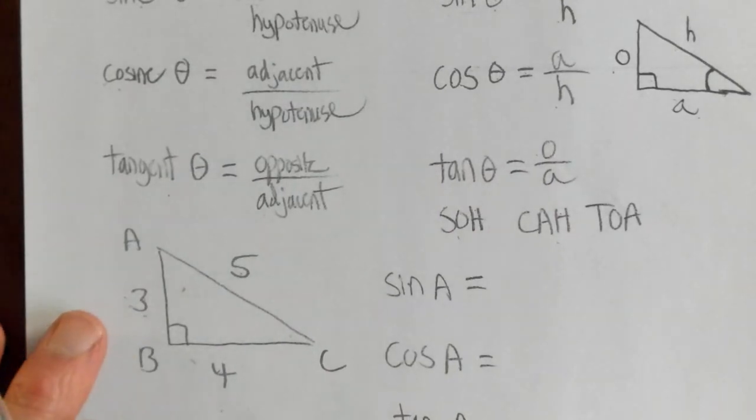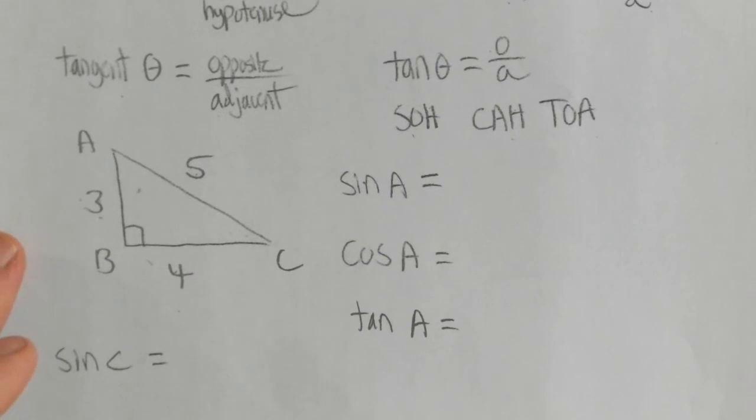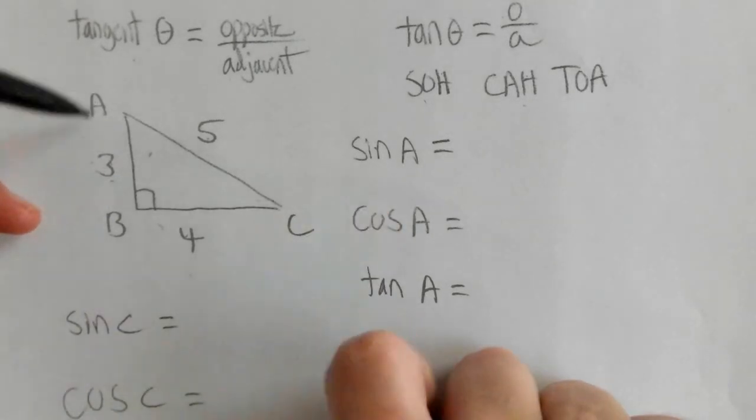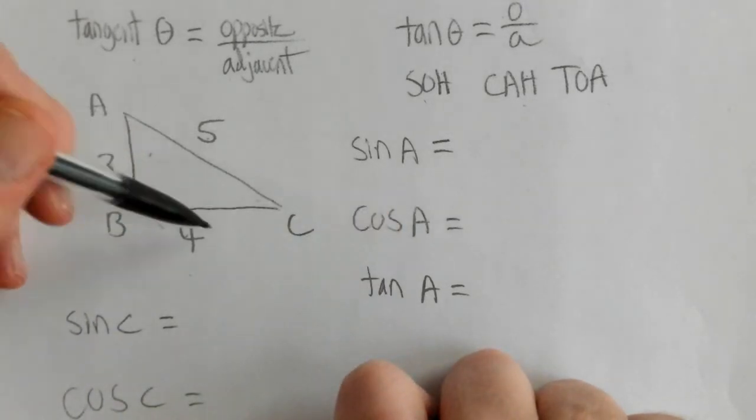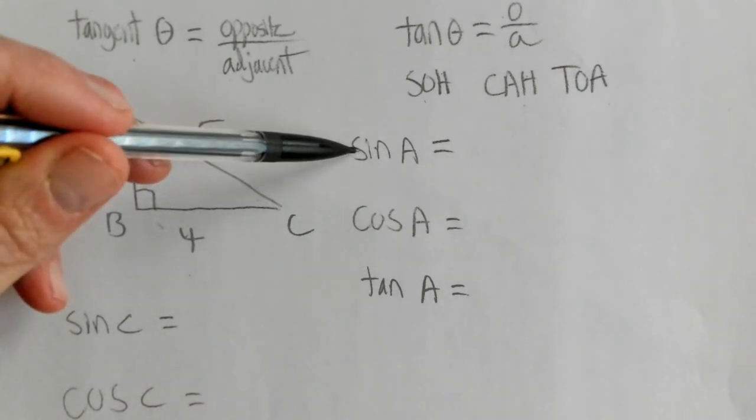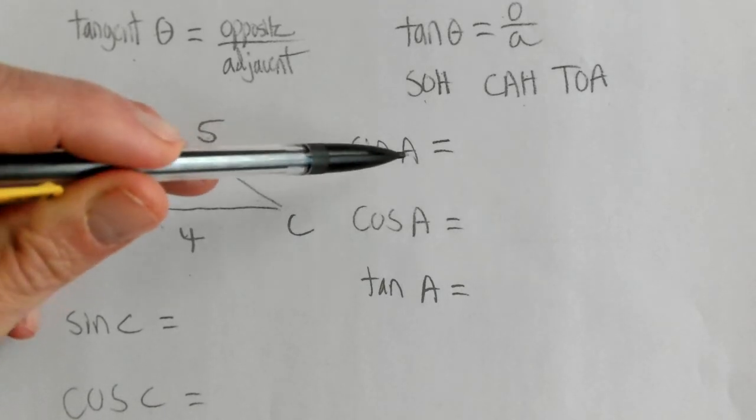All right, so remember, in this section we said that we're not actually going to be finding anything that's missing. We're only going to be writing out the fractions. Okay, so let's take a look now at this triangle. We've been given all of the sides, 3, 4, and 5, and we're going to be asked to write out the trigonometric ratio in the first case for the sine of A.